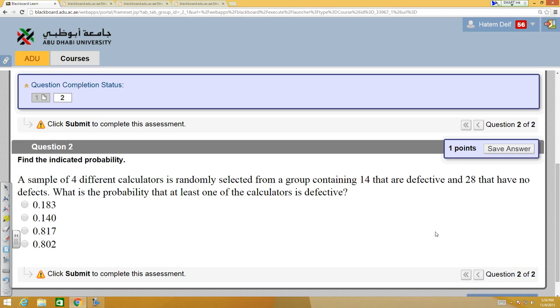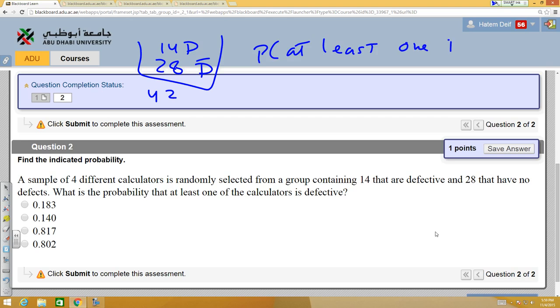Okay, we selected 4 calculators from how many? 14 defective and how many? 28 not defective, good ones, which is D bar, right? Not defective. So that means the total is how many? 42. So that's the total, and we're selecting 4. What is the probability that you get at least 1 defective? Find the probability of at least 1 defective.